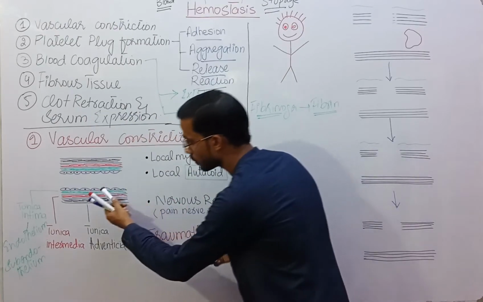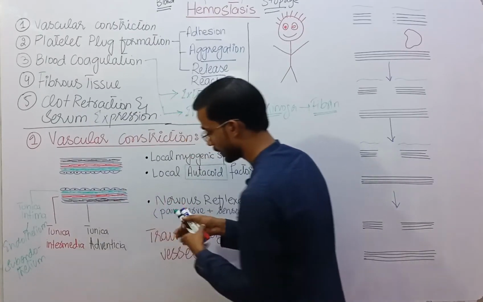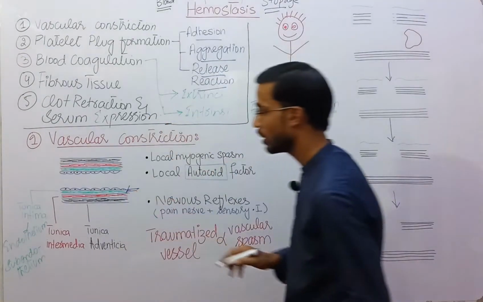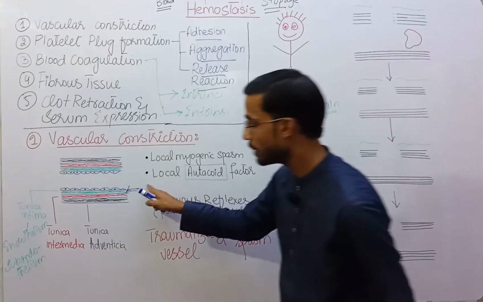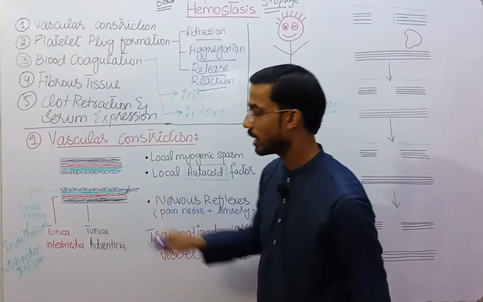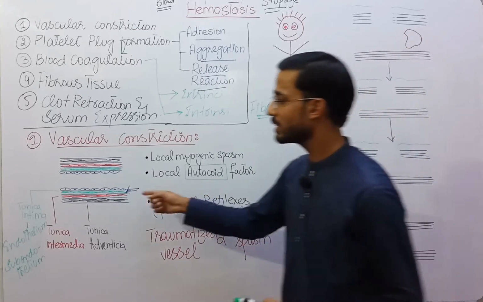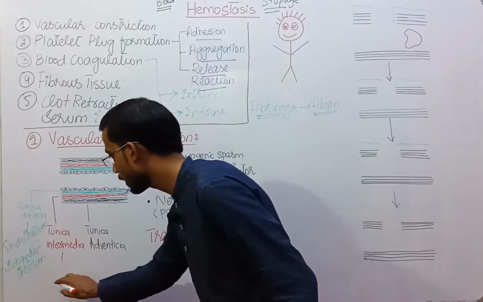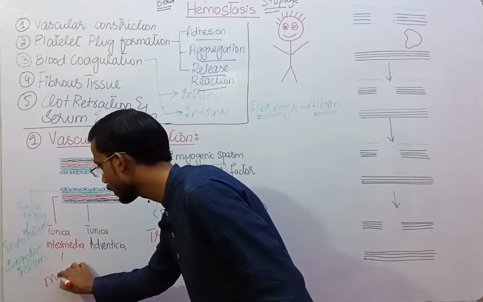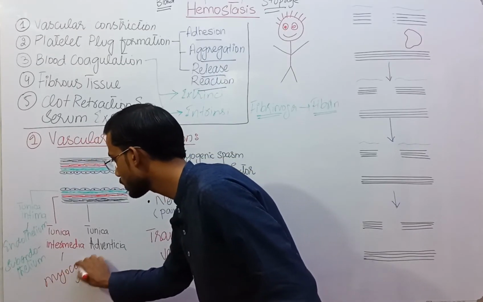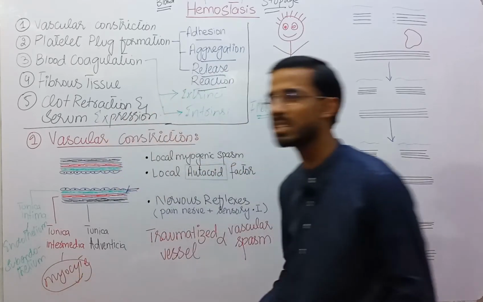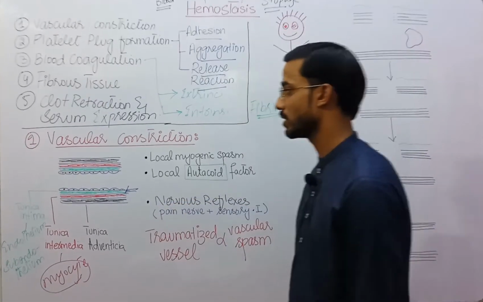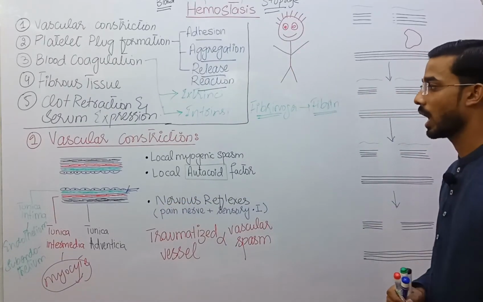Let's suppose this is the subendothelium, and this green color is the endothelium. And then this is the tunica media, which mainly contains myocyte muscle-containing layers. And then the last one is the tunica adventitia. Right.